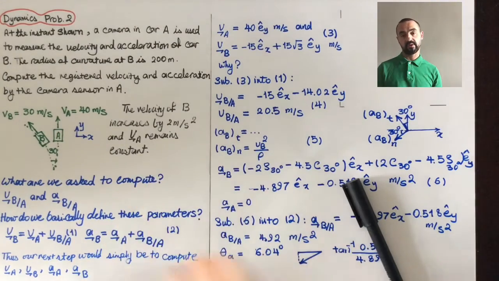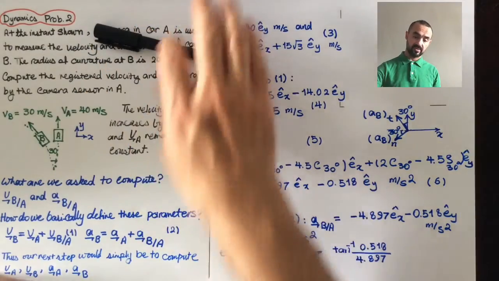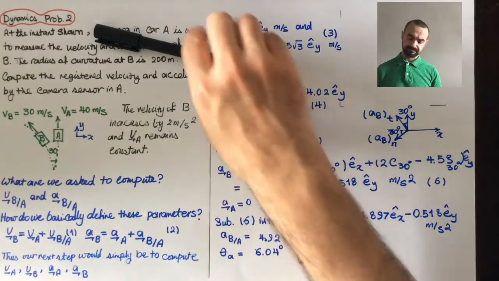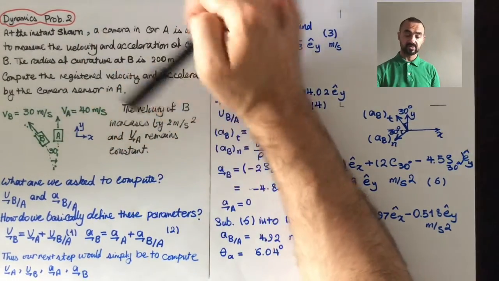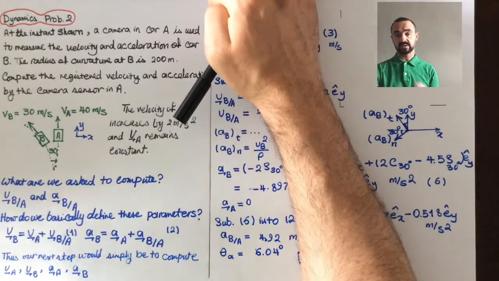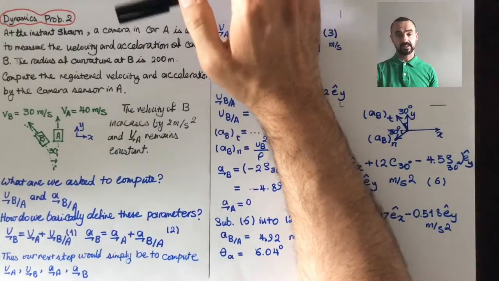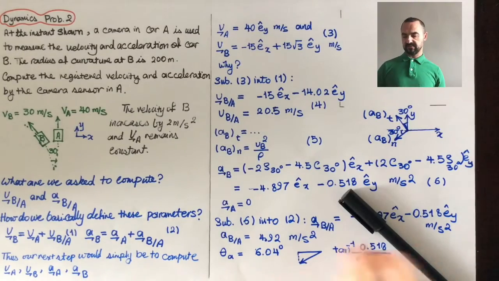So you have to be very careful. B is traveling on this curved path. Velocity vector is always tangent to your path. And this velocity increases by 2 meters per second squared. The rate of increase is 2 meters per second squared. So let's look at the velocities first.